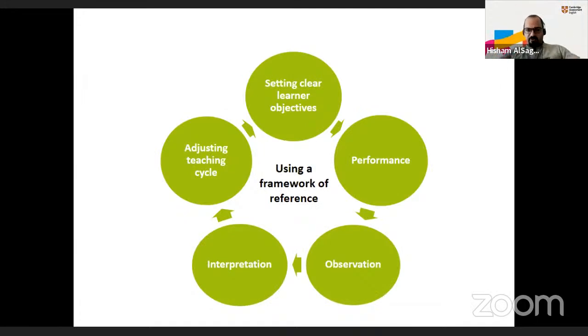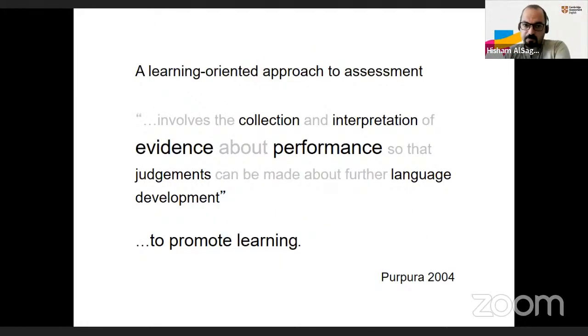And if I'm putting all these different ideas in context, then I will need to set clear objectives of what my classroom needs to achieve. Then I will monitor the performance and observe that performance. I will interpret the results. I will adjust the teaching cycle in order to feed into that setting up process right from the beginning. So what does that mean? That means I have a more systematic approach now, to something that wasn't even systemized to start with, which is what happens in the classroom.